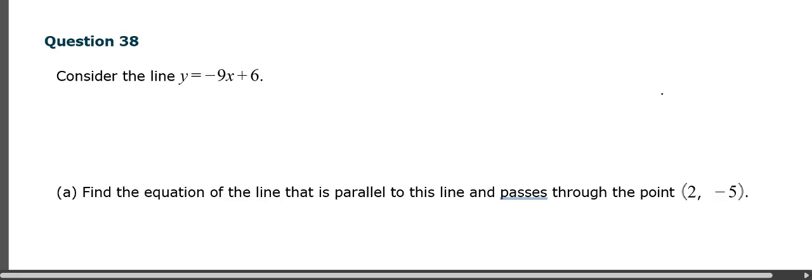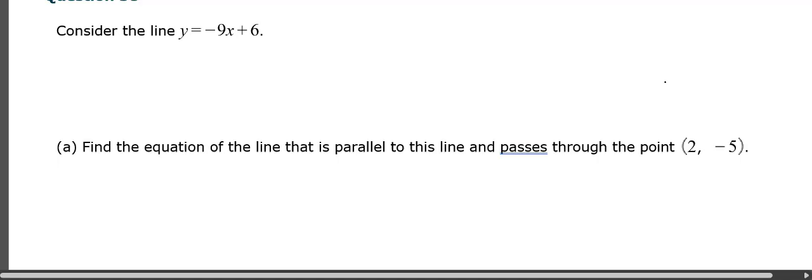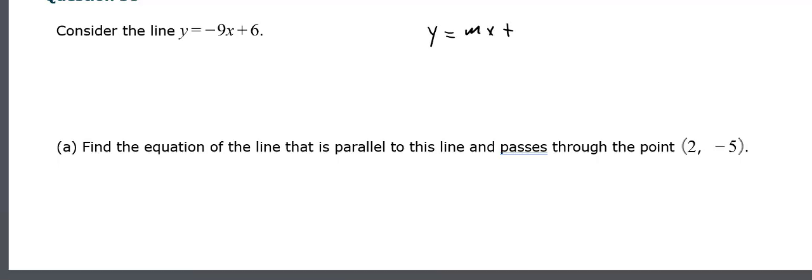Consider the line y equals -9x plus 6. Find the equation of the line that is parallel to this line and passes through the point 2, -5. So the first thing we want to do is identify the slope. And remember, since it's already in slope-intercept form, the coefficient of the x is our slope, which in this case is negative 9. So since we're looking for the equation of a line that is parallel, the slopes are the same.